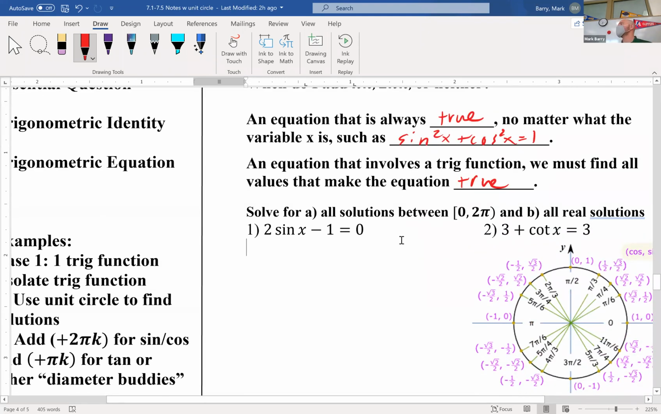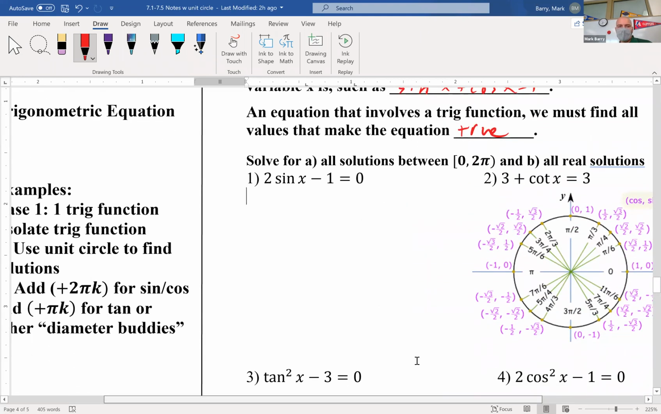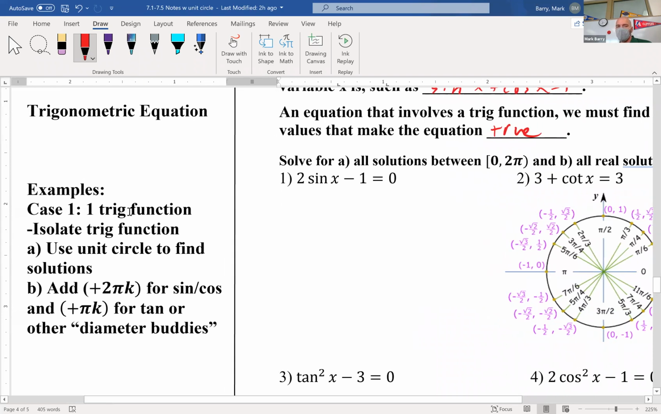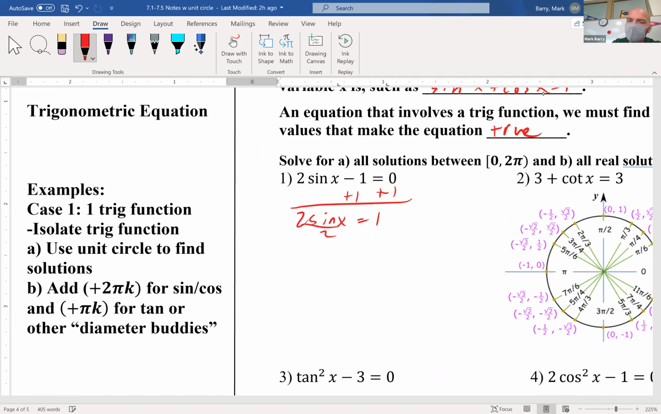So let's go ahead and get started with the first one here. For these ones, when you just have one trig function, so we just have the sine x right here, first of all, we isolate the trig function. That's, I think, the easy part. So for this one, we'll add the 1 over. So we get 2 sine x equals 1. Divide by 2. So sine x equals 1/2, okay? So that is us isolating the trig function.